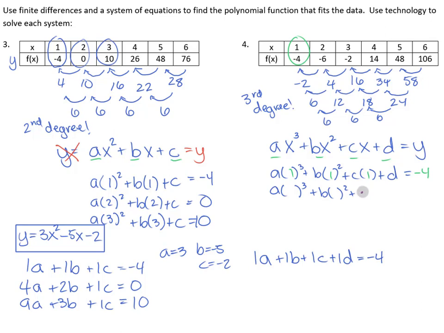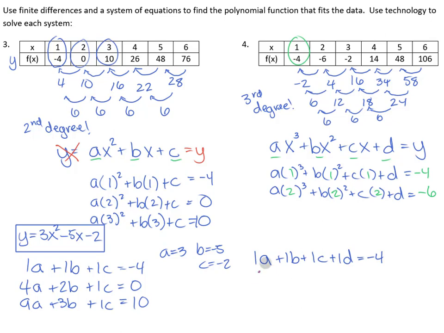Just setting it up with our blanks for x, c times x plus d. All right. Next up, we're going to plug in 2, negative 6. So 2 for x, negative 6 for y.